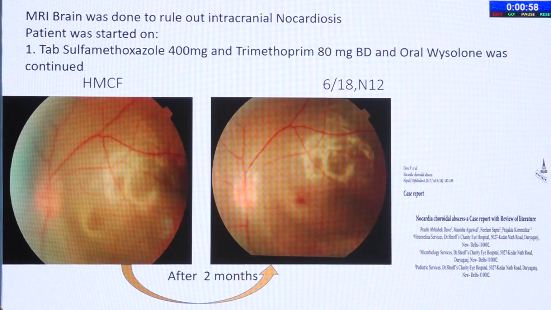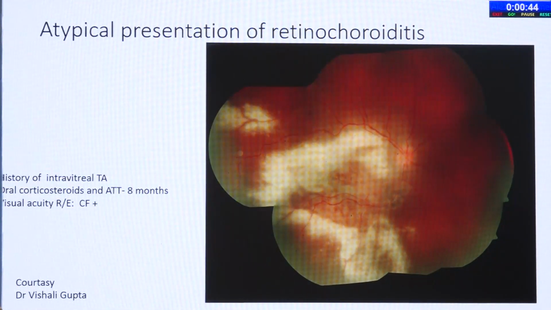An MRI brain was done to rule out intracranial nocardiosis in this patient. The patient was treated and he responded well to the treatment. You find that the fluid has gone, the lesion has regressed, and the patient has recovered a vision of 6/18 N12. This is another patient of Dr. Vishali. I've taken these slides from her.